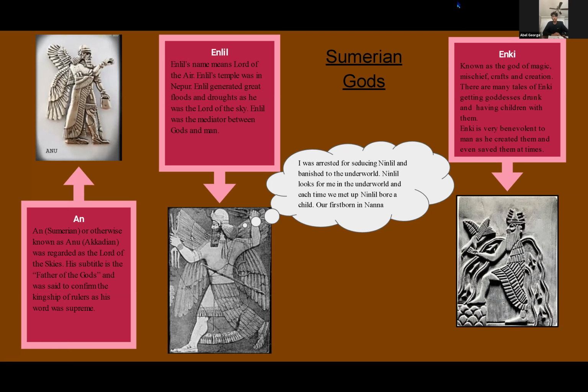In one tale of Enlil, he was arrested for seducing Ninlil, who was the deity of destiny and his consort, and he was banished to the underworld for this. So Ninlil looked for him in the underworld, and every time they met, she would bear a child, and their firstborn was Nana. And we have Enki, known as a god of magic, mischief, crafts, and creation. So there's tales of Enki getting goddesses drunk and having children with them. Nevertheless, he's considered benevolent as he helped create man and has saved them from time to time.